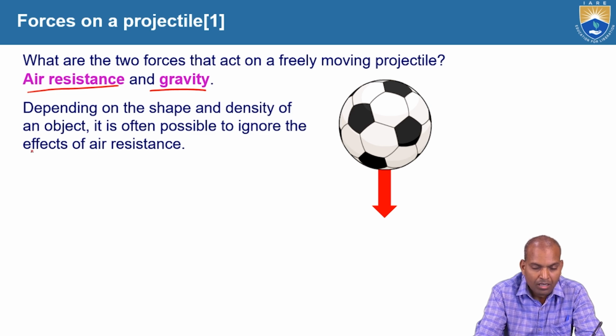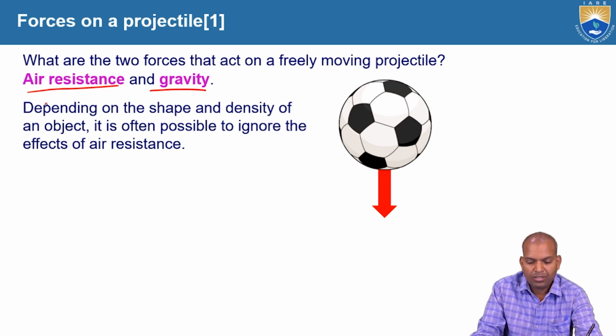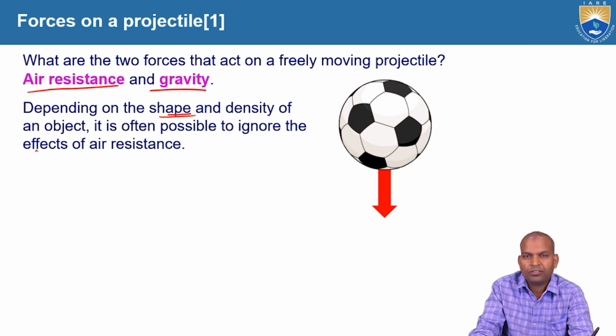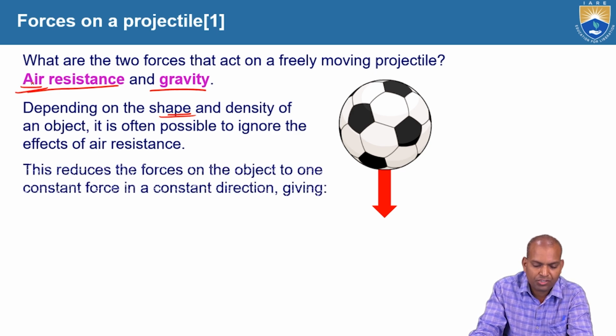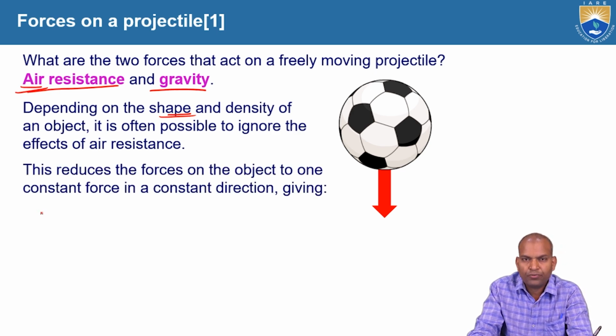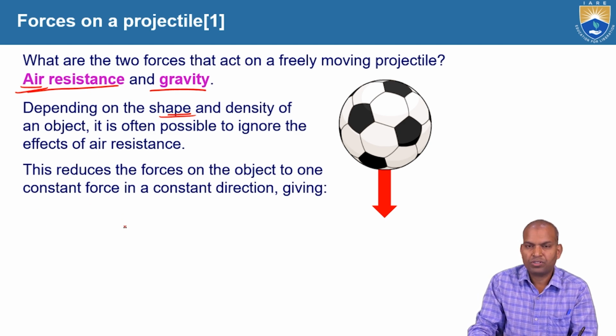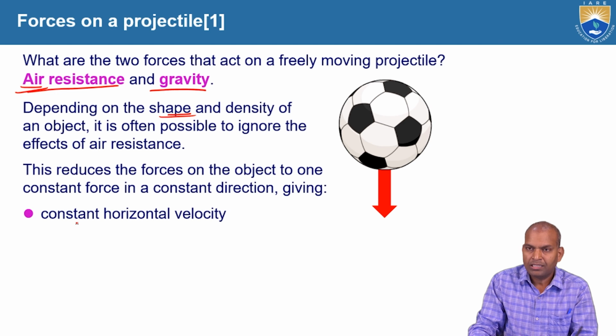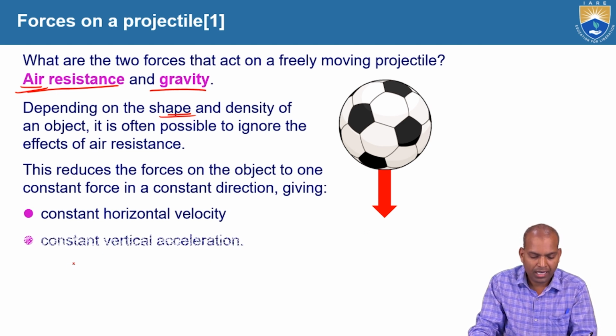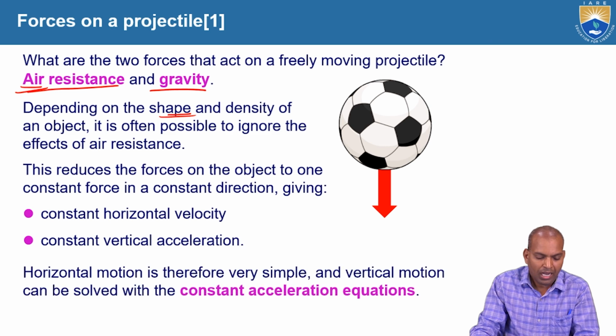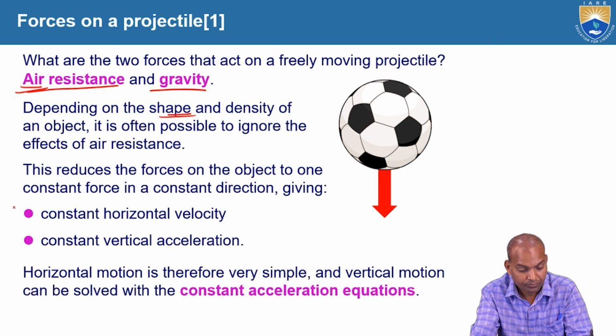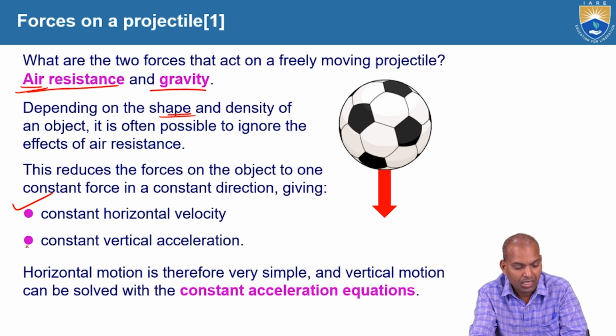Now, air resistance depends on the shape and density of the object. Because of the shape and density, it is often possible to ignore one of the forces, that is air resistance. This reduces the forces on the object to one constant force in a constant direction. That gives a constant horizontal velocity, and another one is constant vertical acceleration.